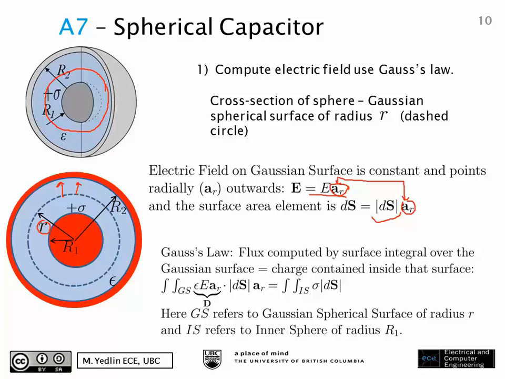It's epsilon E, which is D here, times, meaning a dot product, the area element is equal to the charge contained inside. Here, GS refers to the Gaussian surface and IS refers to the inner sphere. So now we just do the integral in the next slide.